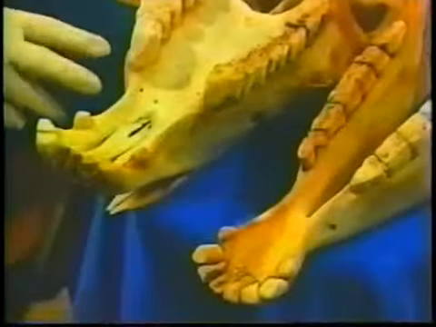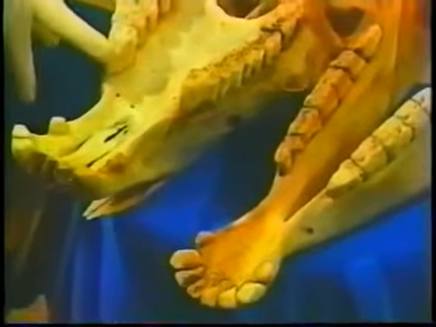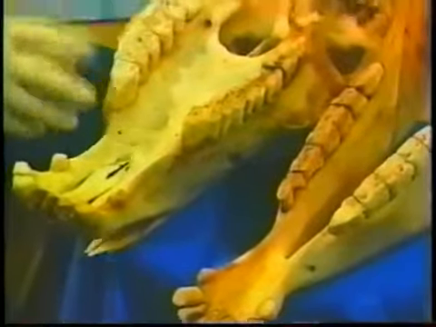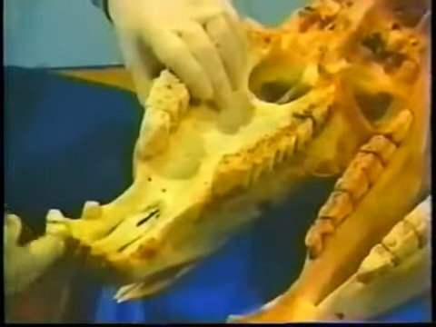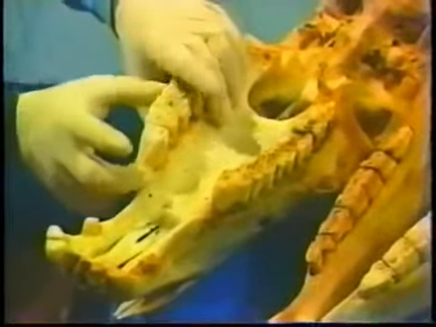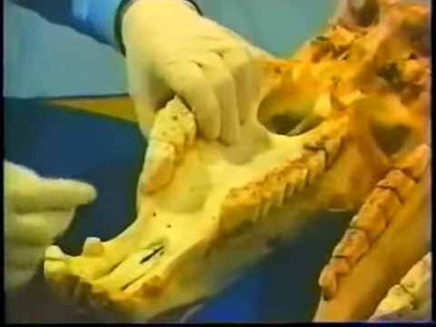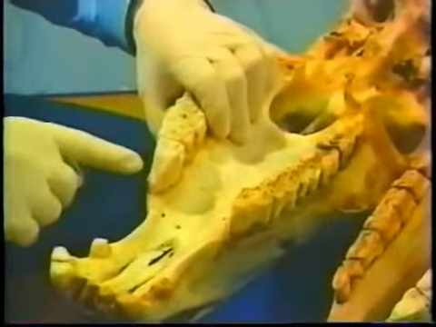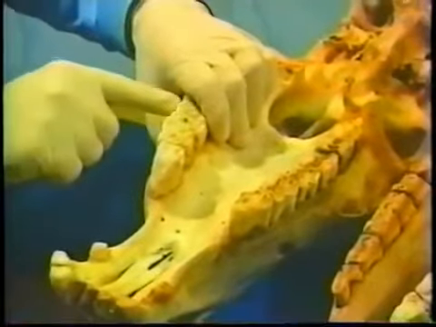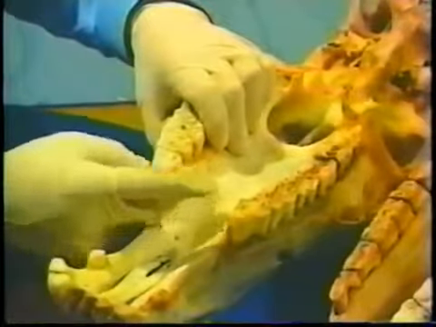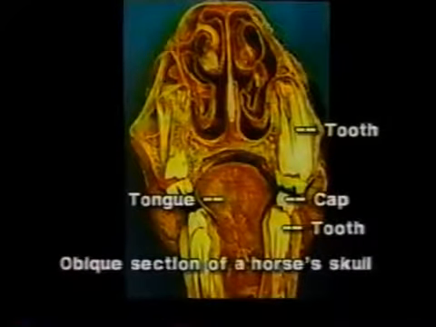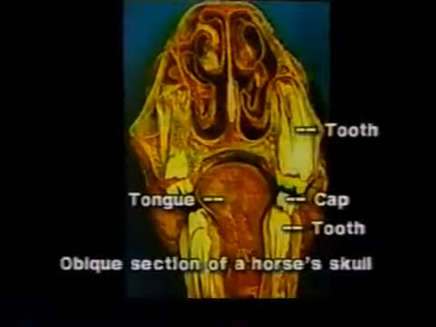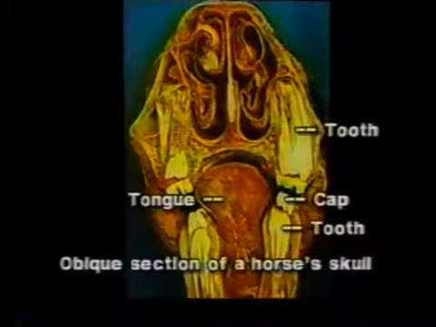Now, as we talk about eruption, a horse has baby teeth or deciduate teeth. These teeth are the incisors and the 3 premolars. So we have caps or baby teeth over each one of these permanent teeth. As these are shed, they are pushed out, as well as the nerve supply and the blood supply is cut off to them, and that's how the permanent tooth is erupted underneath.